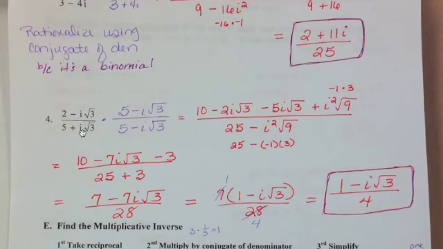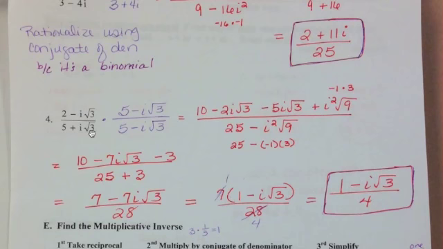Okay. Again, we're going to multiply by the conjugate. 5 plus i radical 3 is multiplied by 5 minus i radical 3. Again, the square of the first term plus the square of the second. Well, 5 squared is 25.